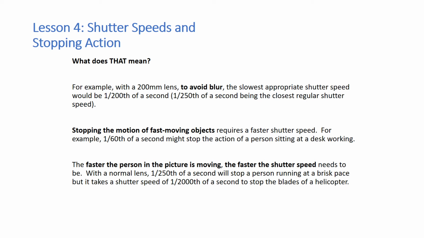Stopping the motion of fast-moving objects requires a faster shutter speed. For example, 1/60th of a second might stop the action of a person sitting at a desk working. The faster the person in the picture is moving, the faster the shutter speed needs to be. With a normal lens, 1/250th of a second will stop a person running at a brisk pace, but it takes a shutter speed of about 1/2000th of a second to stop the blades of a helicopter. Sorry about that for a second.